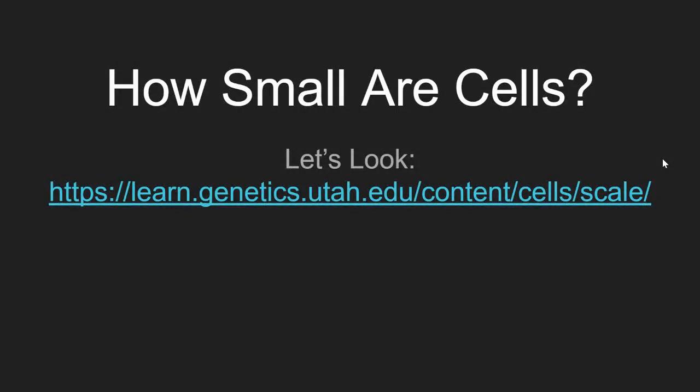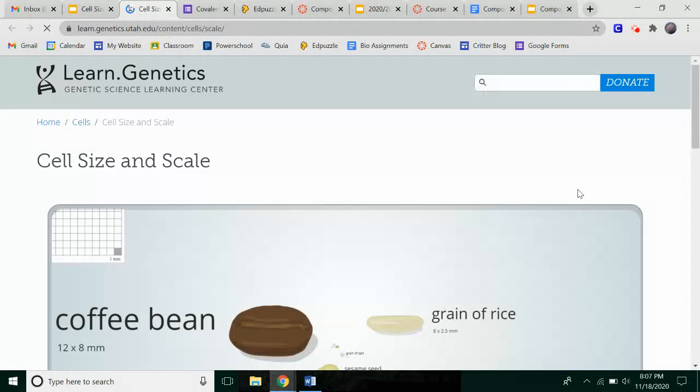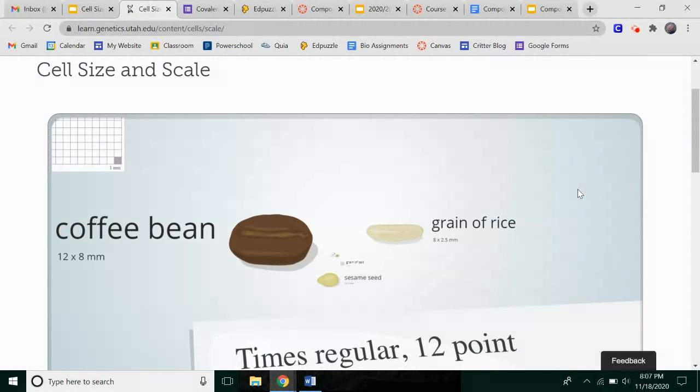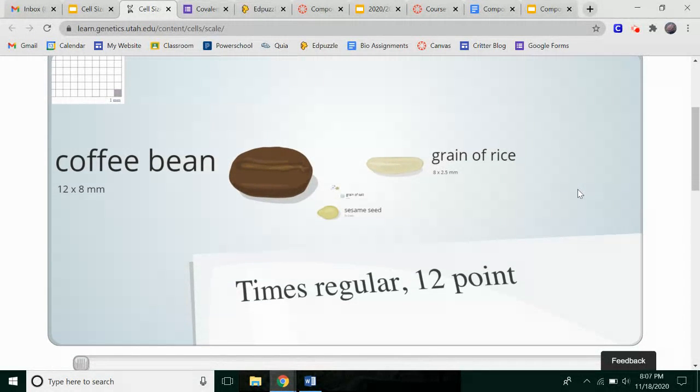So, you might have thought along this time when we've been talking about cells and organelles and cell membrane, exactly how small are cells. So, let's take a look. This website shows you a couple of familiar objects and then how big cells are in comparison to that. So this is about the size of 12-point font when it's printed out, a coffee bean, a grain of rice, a sesame seed, some objects you might have seen before.